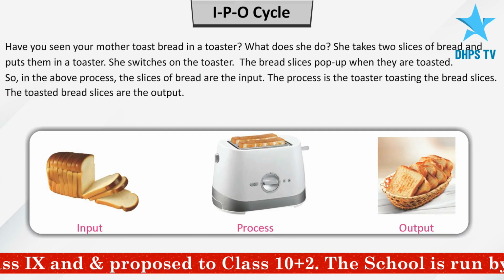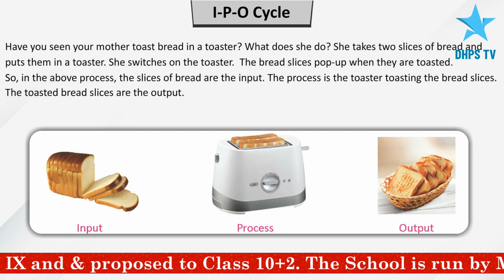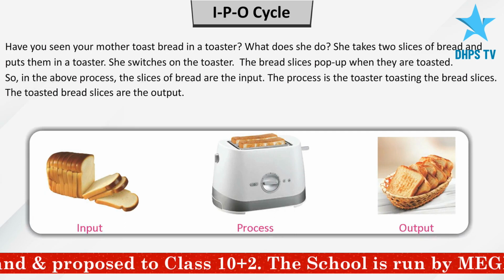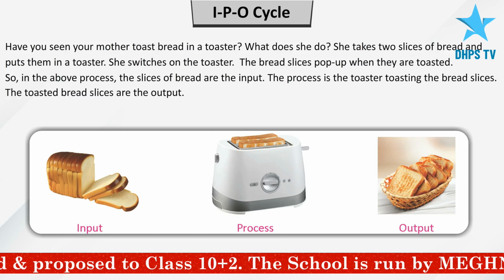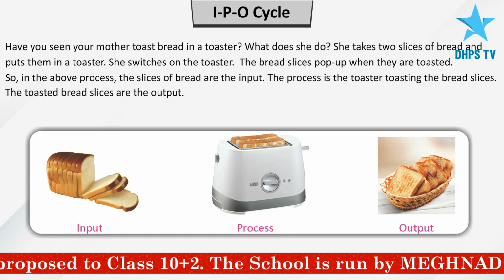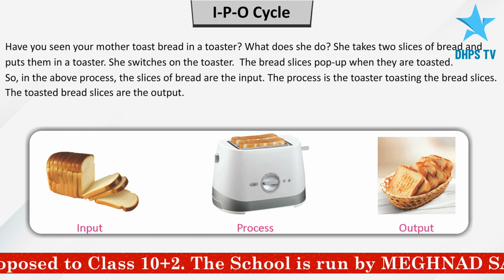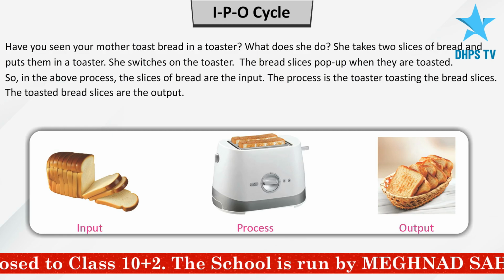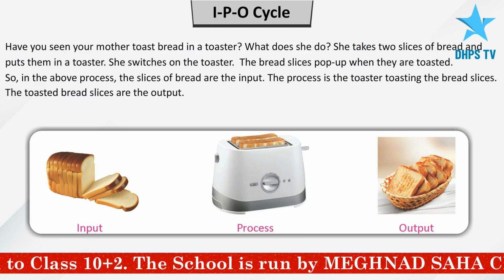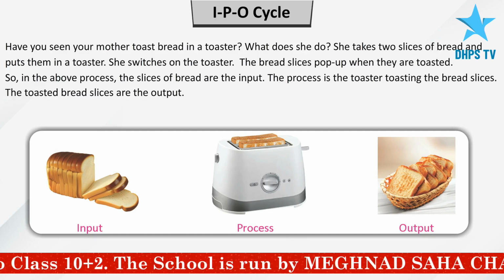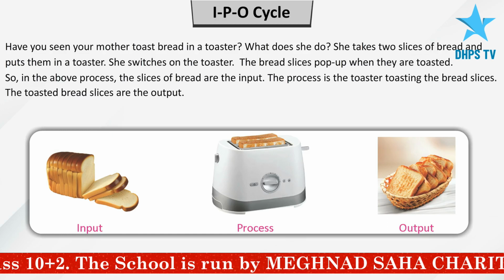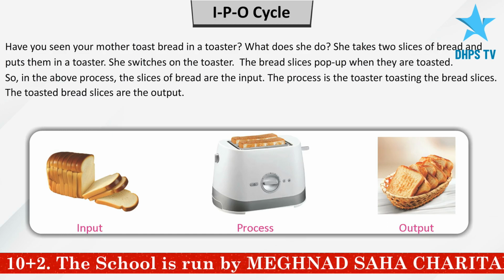IPO cycle. Have you seen your mother toast bread in a toaster? What does she do? She takes 2 slices of bread and puts them in a toaster. She switches on the toaster. The bread slices pop up when they are toasted. So, in the above process, the slices of bread are the input. The process is the toaster toasting the bread slices. The toasted bread slices are the output.